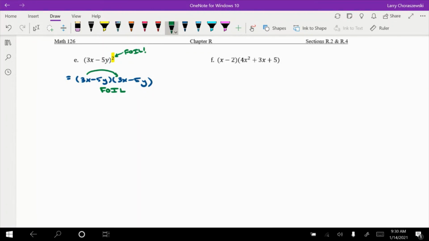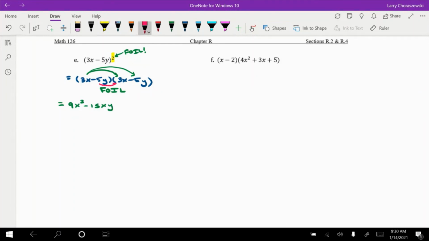So let's go ahead and FOIL. 3x times 3x, 3 times 3 is 9, x times x is x squared. Then we have 3x times negative 5y, so multiply 3 and negative 5 for negative 15. And then x times y, best you can do is just write that as xy.